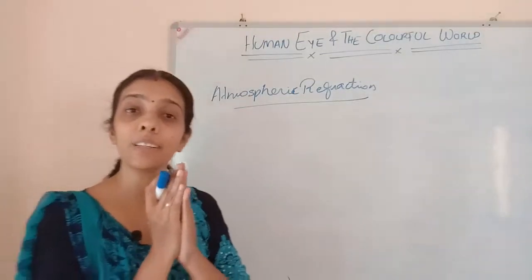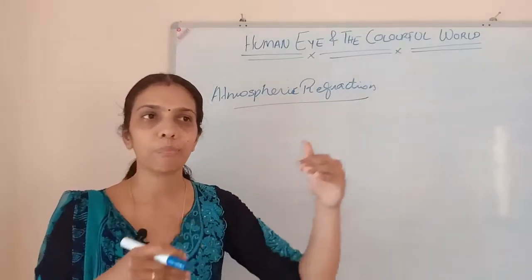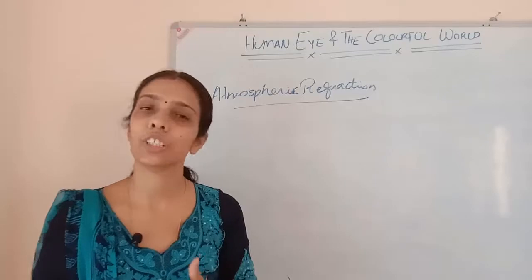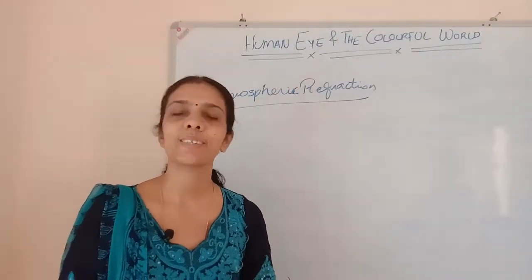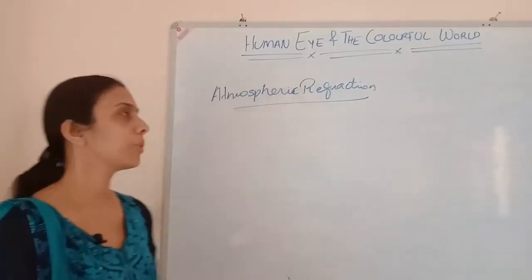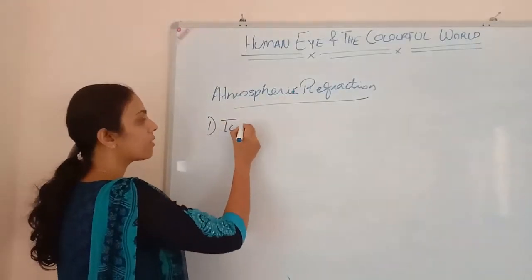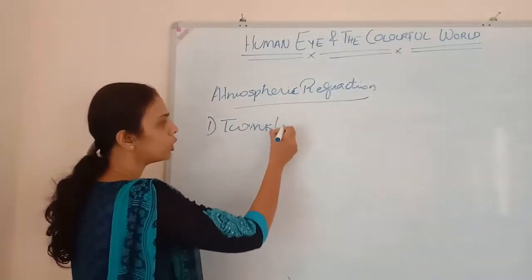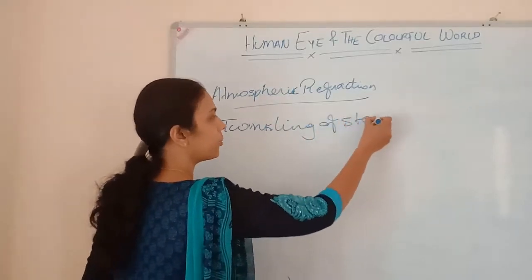The conditions are not constant, so it will be changing. The path of the light ray will be changing in between. A wavy nature will be there. That is called atmospheric refraction. Because of this atmospheric refraction only, the twinkling of stars will happen. Twinkling of stars. So what is the reason behind the twinkling of stars?